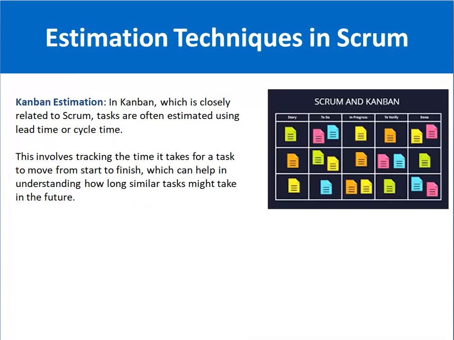Next is the Kanban estimation. Kanban estimation is basically the estimation which is similar to the Kanban board. That means whenever a story starts from the to-do list, then it goes in progress, then it goes to testing, and then it completes. So from starting till done, from start to finish, how much time is required for a story to complete. That is called the concept of Kanban. So it is very similar to the Kanban board actually.